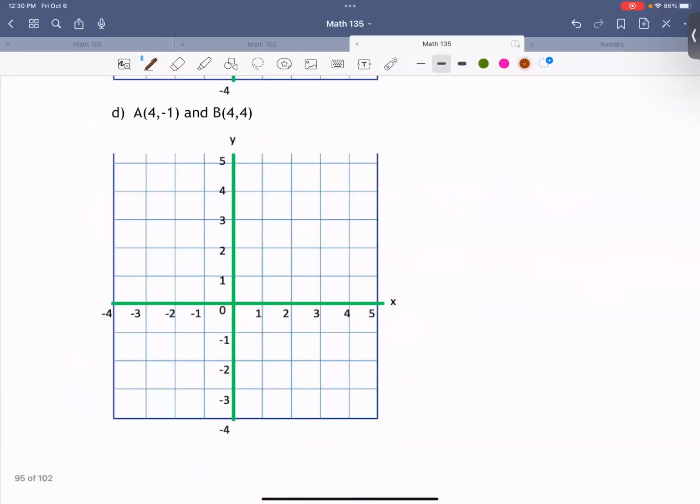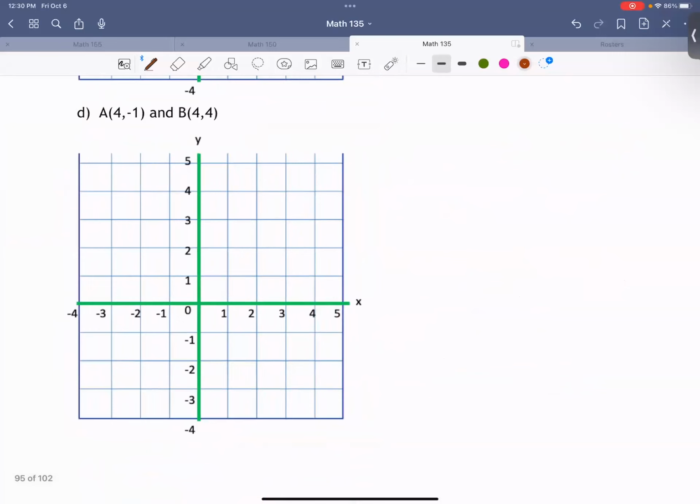All right, part D. Let's plot 4, -1 and 4, 4, and I'm going to draw my line straight through these. Uh-oh, now we have a vertical line. Let's see what the slope is going to be this time. So is it going to be 0? I don't know. Let's make 4 x1 and -1 y1, and 4 x2 and 4 y2.